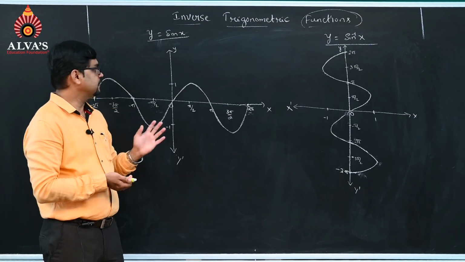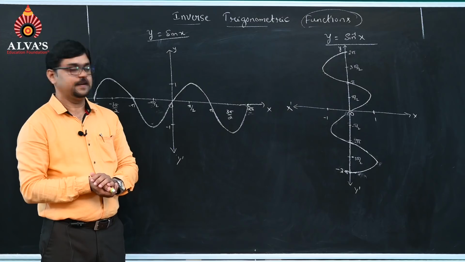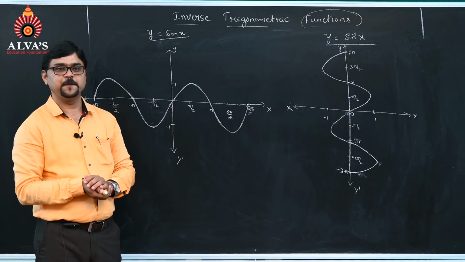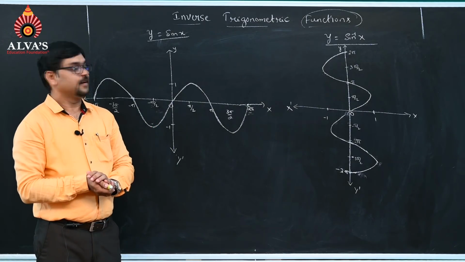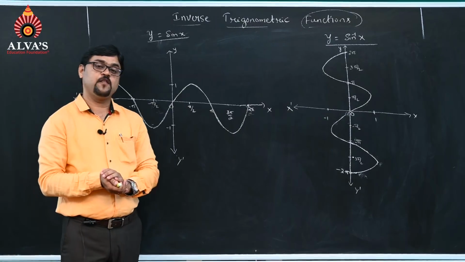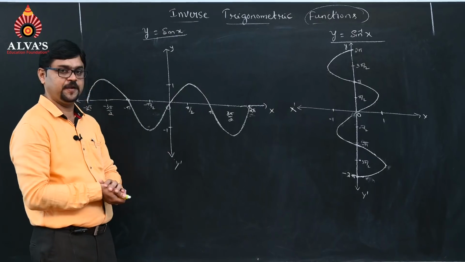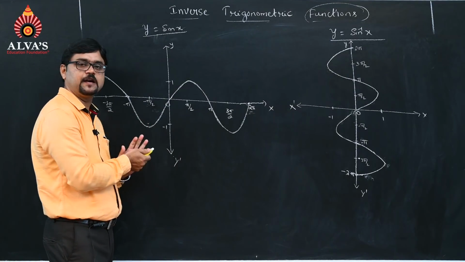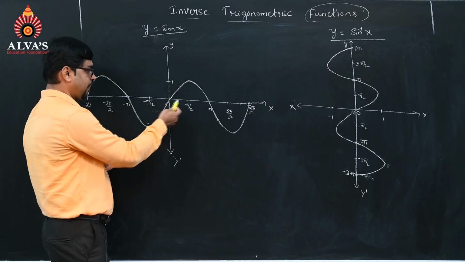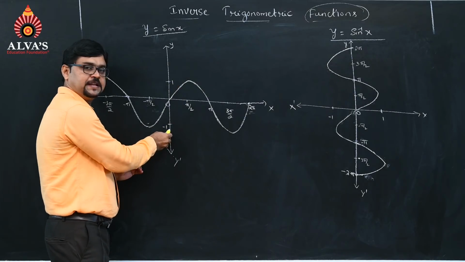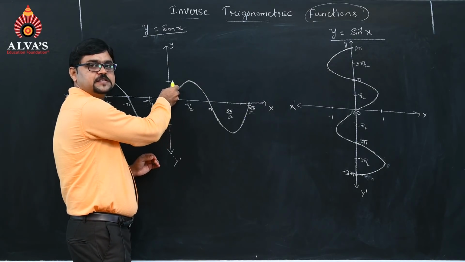Now we will discuss the graph of the inverse sine function. For that, first we will recall the graph of the sine function, which is already studied in the first year topic. So this is the graph of the sine function. All of you know that the minimum value is minus 1 and the maximum is plus 1.